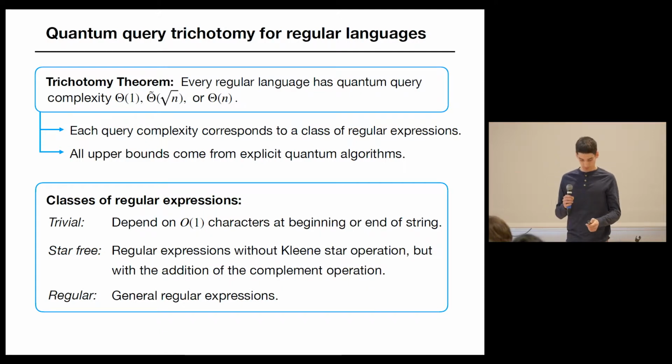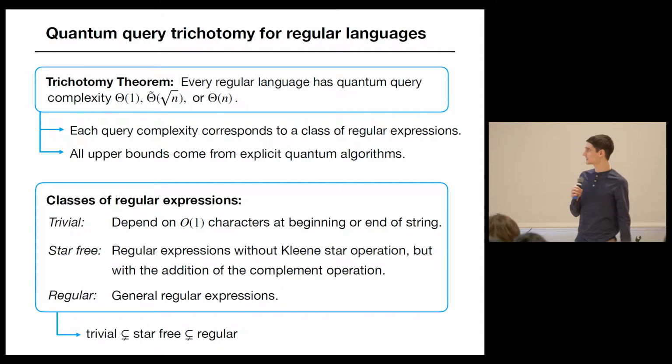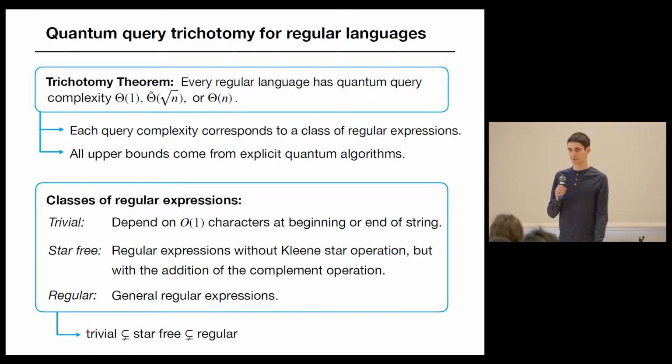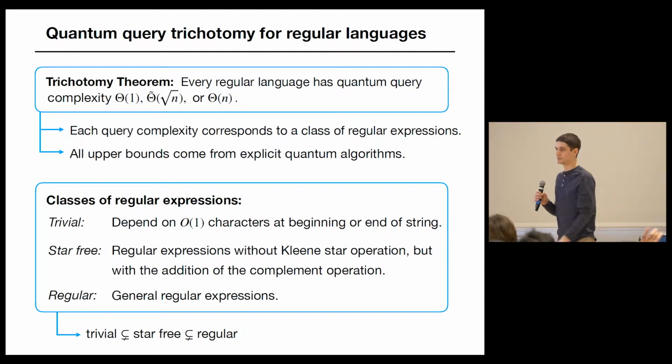And just as a reminder, this is actually sort of a hierarchy, right? The regular languages contain the star-free languages, and the star-free languages contain the trivial languages. The only inclusion here which is not straightforward is maybe that the regular languages contain the star-free languages, but regular languages are closed under complement, so they have all of the power that star-free does, and they also have Kleene star.